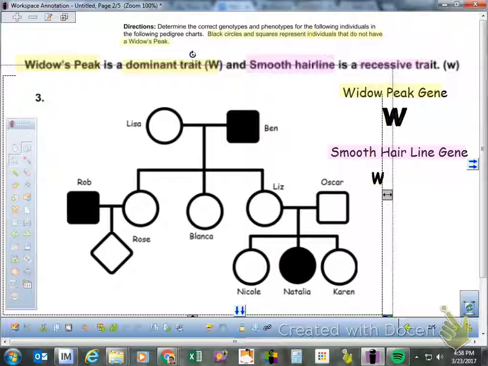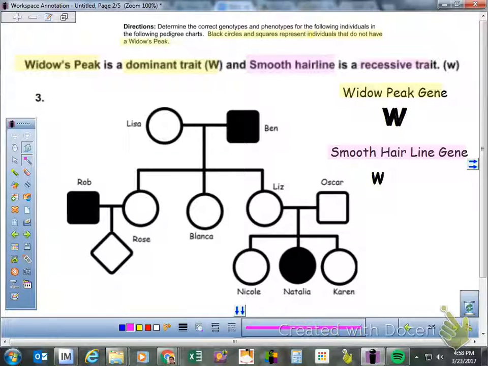So hopefully by now you got a little better at understanding what all these circles and black squares and white squares really mean. Remember, always start with the black squares and black circles. All the black squares do not have a widow's peak, so they have a smooth hairline. So Ben has a smooth hairline, Rob has a smooth hairline, and Natalie has a smooth hairline.